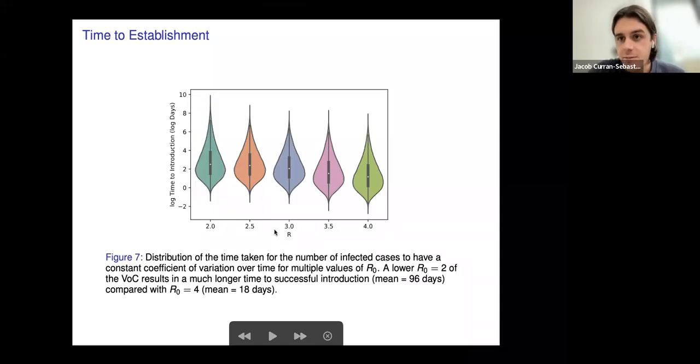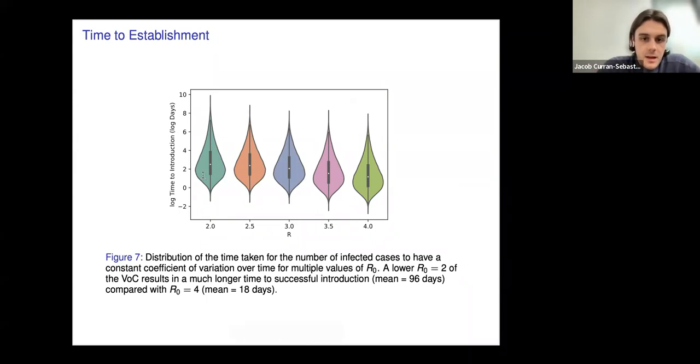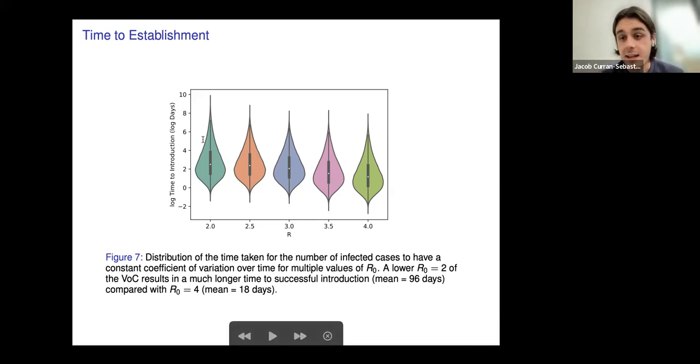And if we plot this for different values of R0, so we've got R0 from 2 up to 4, and I plot this on a log scale so that we can see the full tail of the distribution, we get this nice relationship. For an R0 of 2, we have a distribution with a very high variance, and we have this monotonic relationship with R0: as R0 increases, we get a lower time to introduction, and this aligns with our intuition, right?